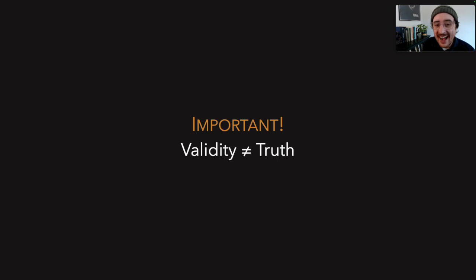So when we evaluate arguments as valid or invalid, we are not assessing whether the premises are true, and we're not assessing whether the conclusion is true. We are assessing the relationship that does or does not exist between the premises and conclusion. This is the number one mistake that students make when thinking about validity. They think in terms of truth instead of thinking in terms of the relationship.